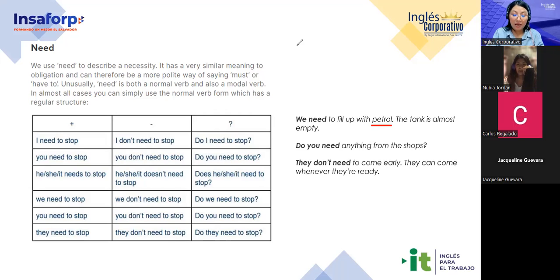Ajá, muy bien. Revisemos entonces, ¿es flexible o no? ¿Es una necesidad de completar esa actividad o no? Sí, necesario. It's necessary, but in this case, it's very flexible. That's it. We use need to describe a necessity. It has very similar meaning to obligation and can therefore be a more polite way of saying must. That's it.